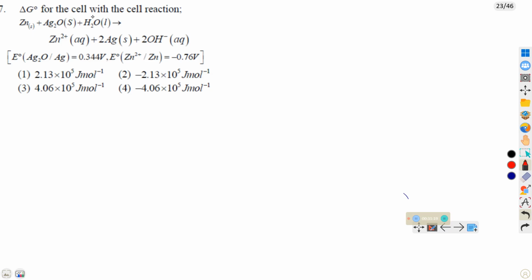Delta G naught for the cell with the cell reaction. E naught values are given. Calculate delta G naught value. What is the formula? Delta G naught is equal to minus nFE naught. Here half cell reactions are given. Half cell electrode potentials.